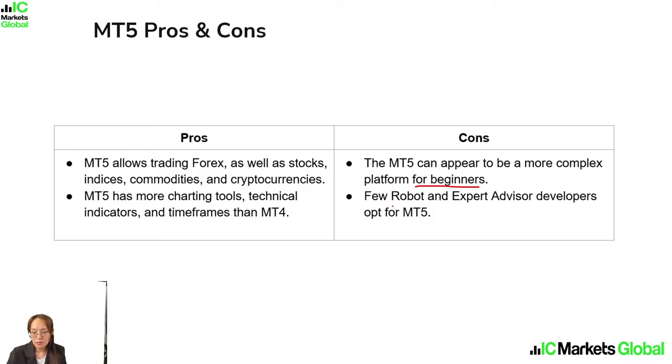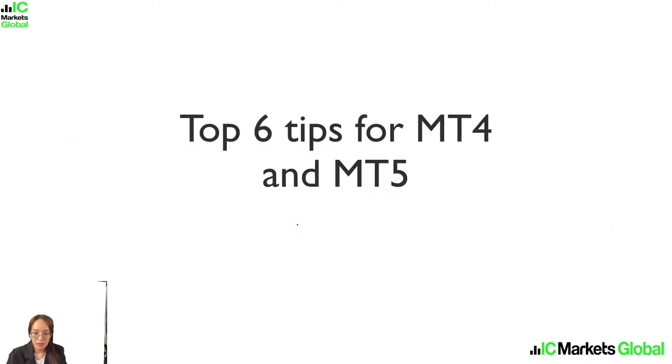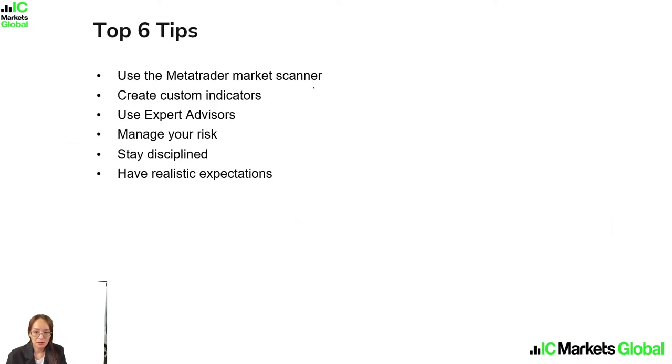Okay, if you use robots like EA, maybe there are fewer, because some EA developers only make them for MT4. So if you use MT5, certain EAs you may not be able to find. For the tip, you can use the MetaTrader Market for scanners and custom indicators. You can also use EA. Okay, for what I know, if you like to use EA, you can choose MT4 or MT5, but cTrader so far doesn't have many EAs that you can implement, right? But still I use EA on MT5, right?